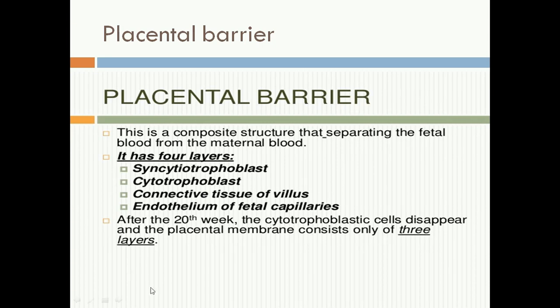After the 20th week, the syncytiotrophoblastic cells disappear and form the placental membrane, which is 3 layered. The layers of the placental membrane along with these four layers of the villi constitute the placental barrier, and thereby it prevents direct contact of the maternal blood with the fetal blood. So they become a passage through which ions from the maternal blood are exchanged with the fetus.